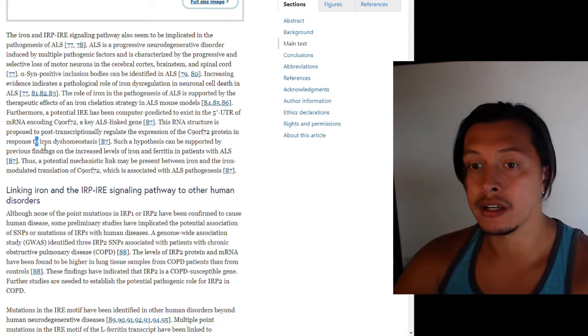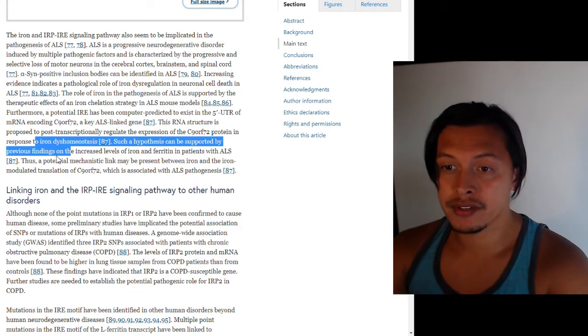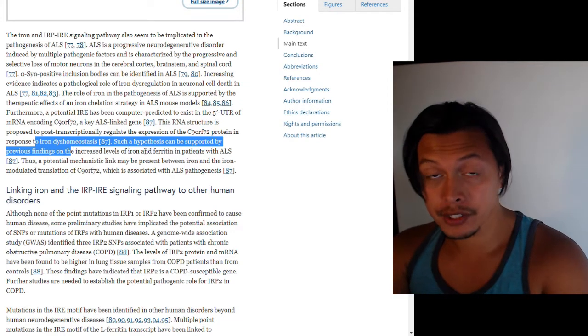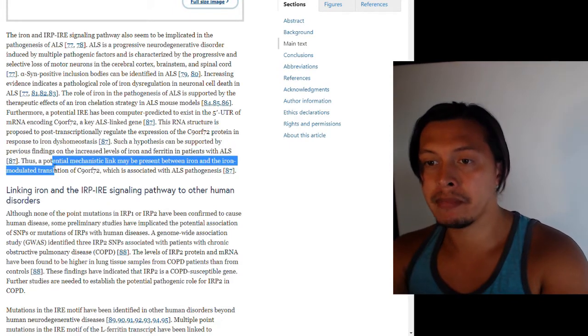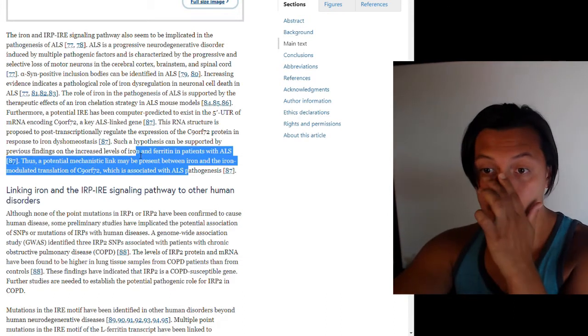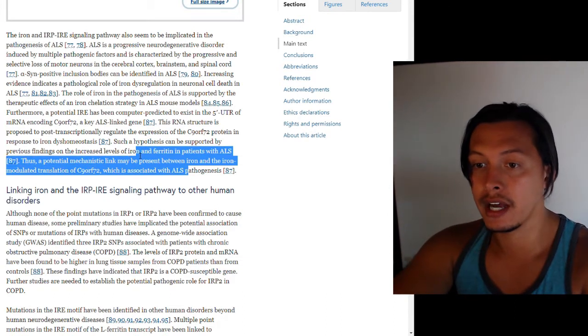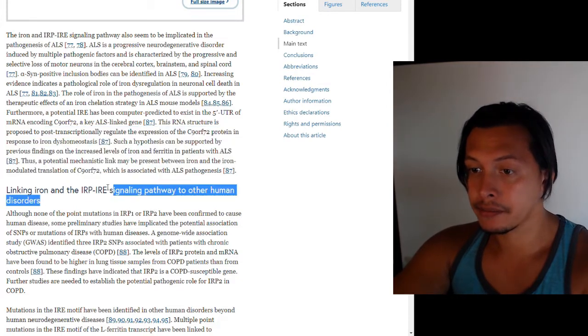C9ORF72 protein in response to iron dyshomeostasis. Such a hypothesis can be supported by previous findings on the increased levels of iron and ferritin in patients with ALS. Thus, a potential mechanistic link may be present between iron and the iron-modulated translation of C9ORF72, which is associated with ALS pathogenesis.